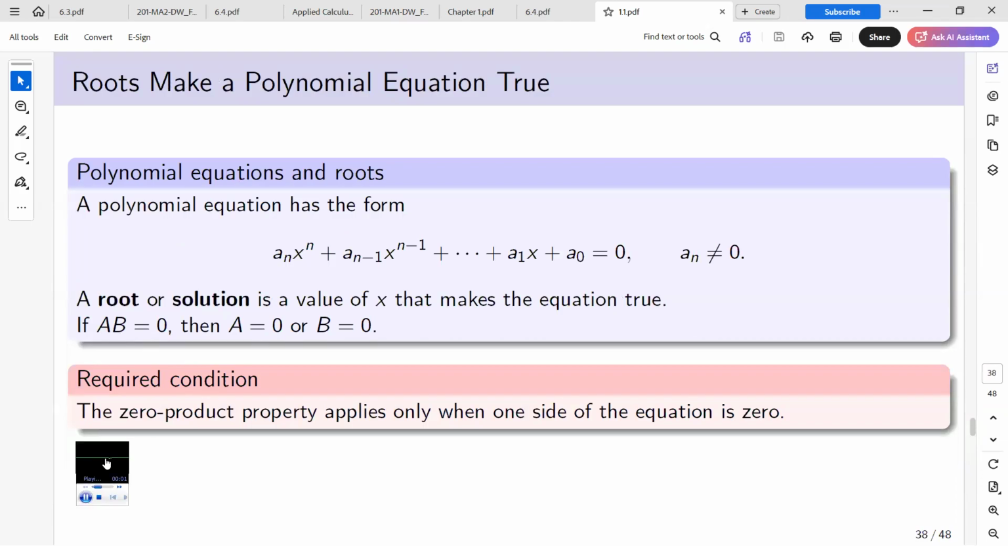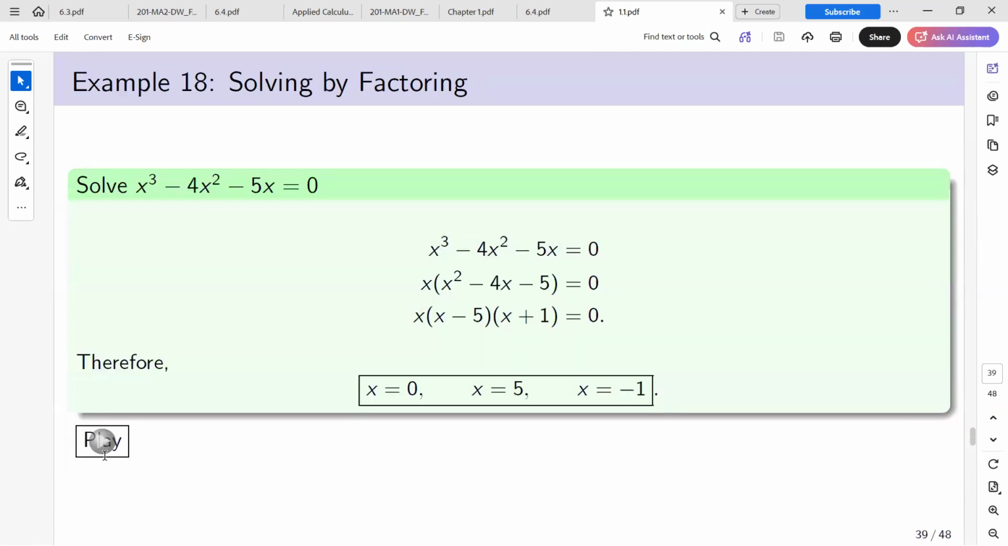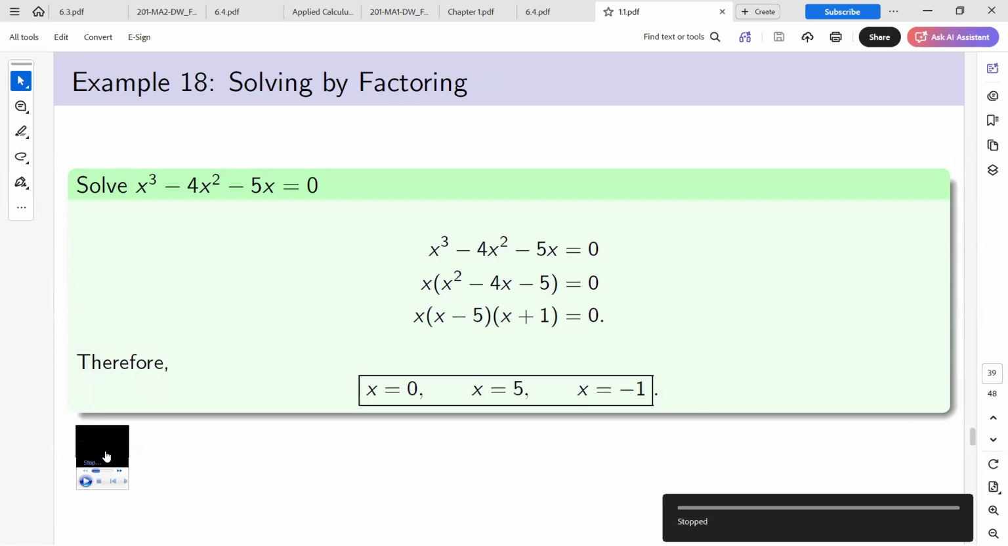Solving by factoring depends on the zero product property. This is why we must first rewrite the equation so that one side is exactly zero. First factor out x, then factor the quadratic. Since the product of three factors is 0, set each factor equal to 0.